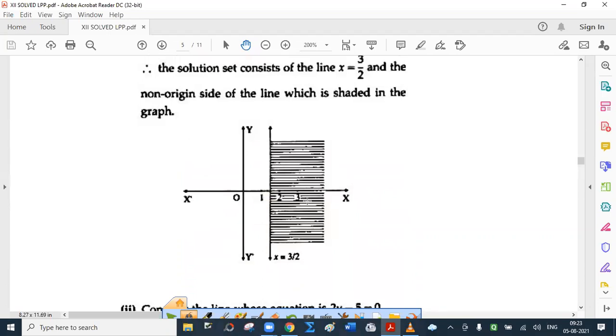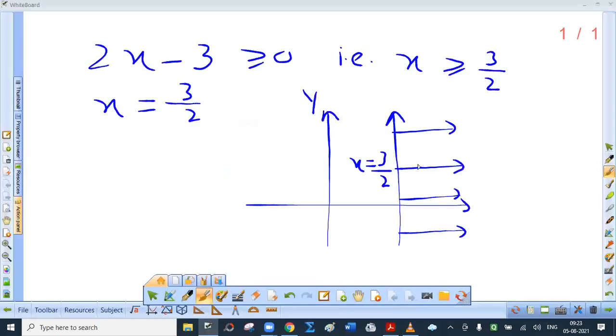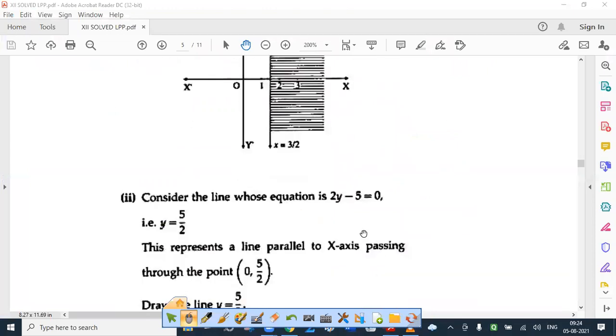Say third example, first part, draw this. But I think instead of drawing like this, draw like this. Just 4 arrows, but note that at least there is 1 arrow in the 4th quadrant also. And observe that arrows originate from this line x equal to 3 by 2. Okay. Now next part is simple. Y equal to 5 by 2.